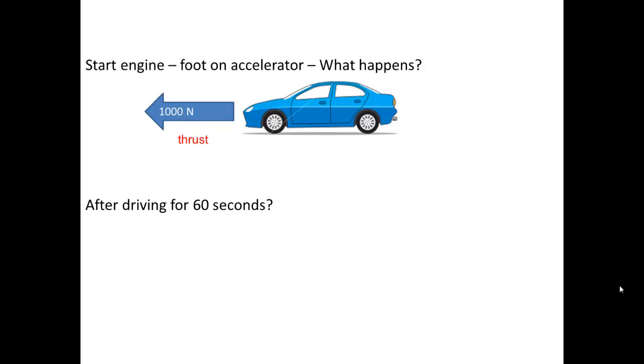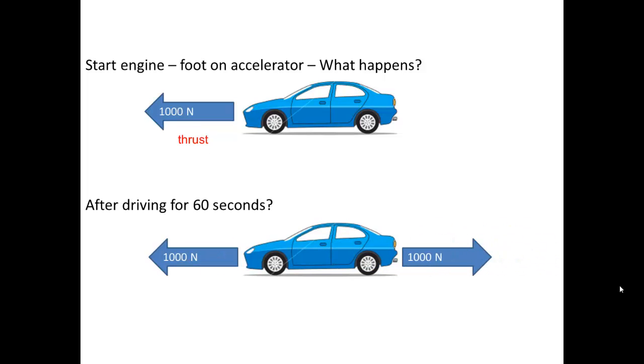Don't forget we have to label the thrust. After 60 seconds there is a forward thrust of 1,000 newtons. Also there's a force backwards of friction of 1,000 newtons. If we add up these forces, the forces are balanced. So what's going to happen? It's not going to accelerate anymore. The thrust is balanced by the friction or the air resistance, so it will not accelerate. It will stay at a constant velocity.